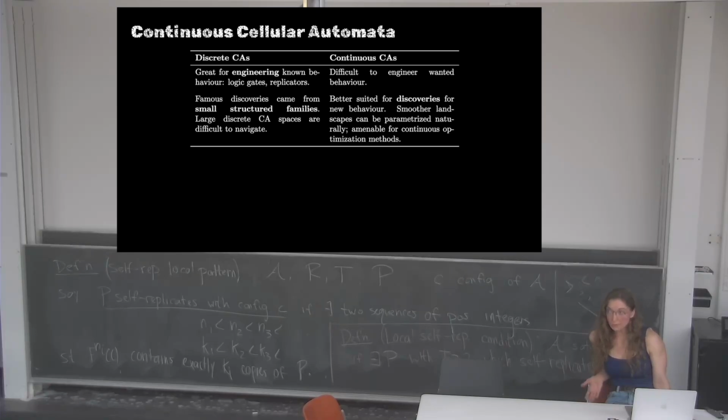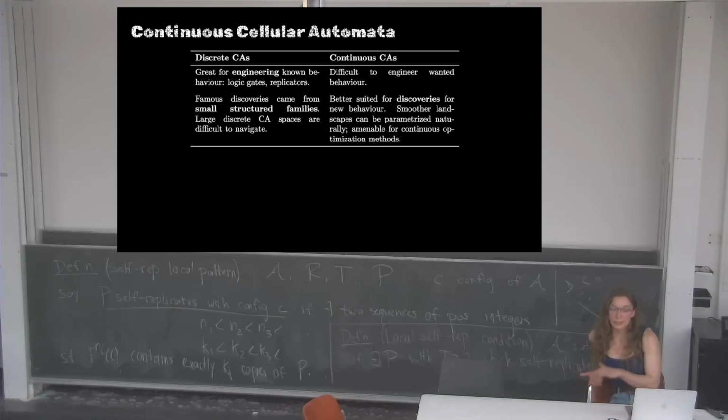And unfortunately, we don't have much control over the discrete space of cellular automata, which is vast, and making one small change to a CA's rule table can make a huge qualitative change in its behavior. This is where continuous cellular automata come in. These are, in general, more difficult to engineer if you want to see some desired behavior, but they are much better suited for discoveries of new behaviors.